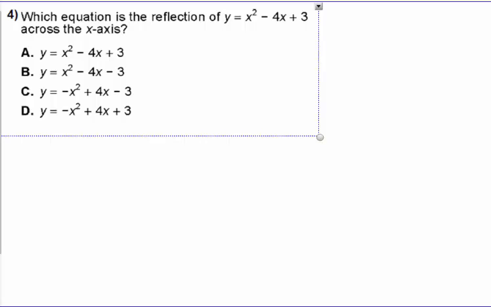Alright, so I think the easiest thing to look for on this one first off is that the original equation is opening up. So we know if it's going to be reflected over the x-axis, it needs to be opening down, so it cannot be A or B. So now, we could just type them into our calculator and see which one is the actual reflection. Or we could multiply everything by -1.